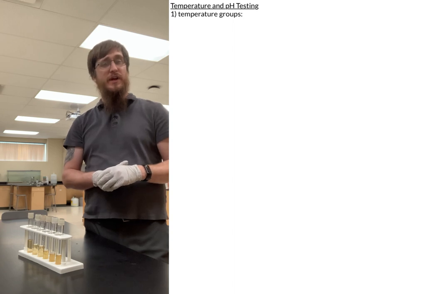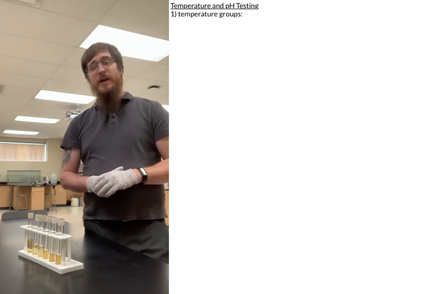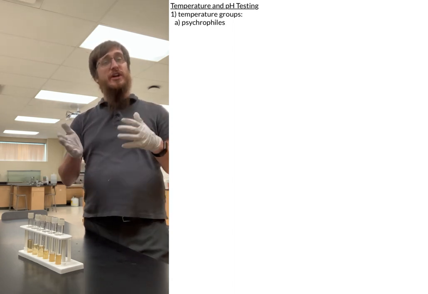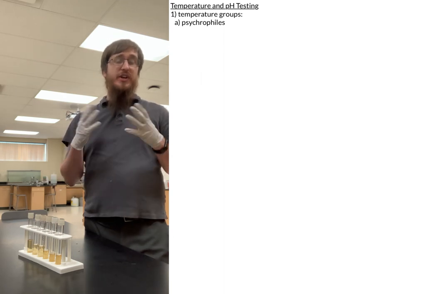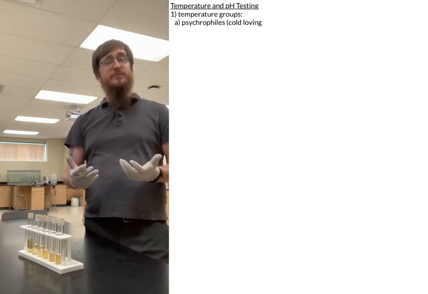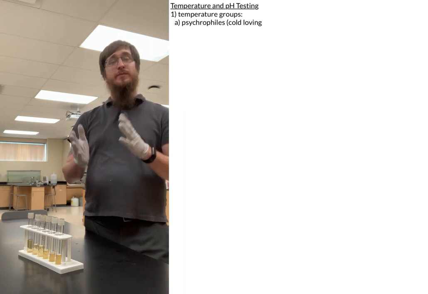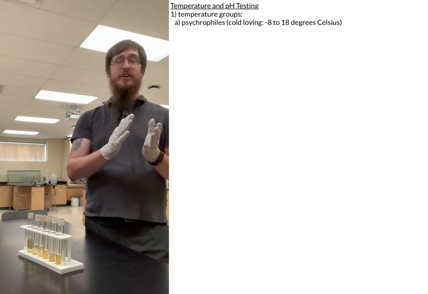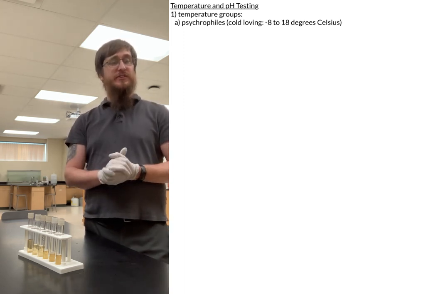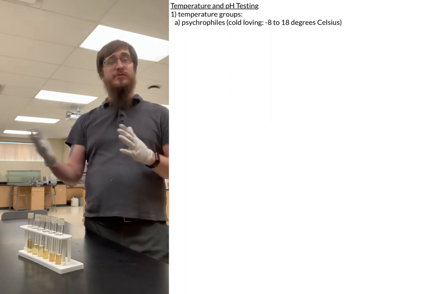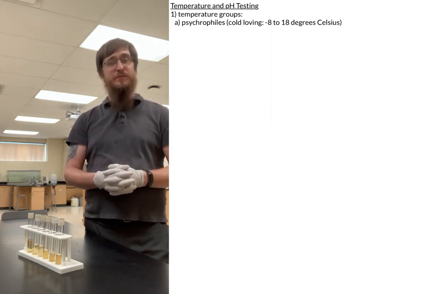temperature groups that we have for bacteria. Our first group is what we call the psychrophiles. And psychrophiles are cold-loving organisms, generally living somewhere around -8 degrees Celsius to about 18 degrees Celsius. Again, they tend to like it very cold, so generally down in that freezing temperature.